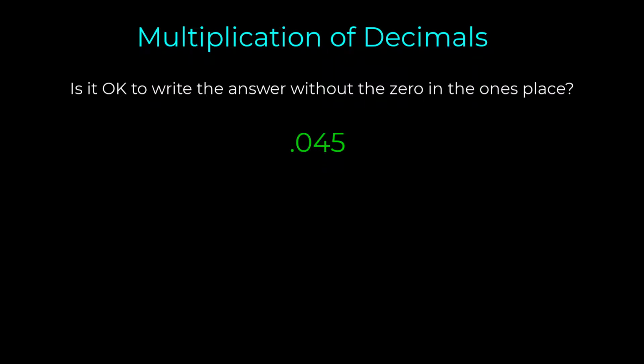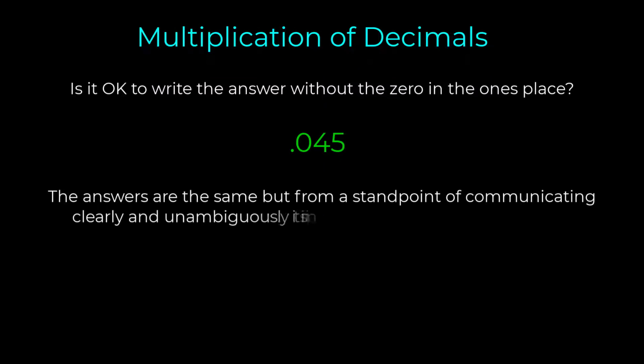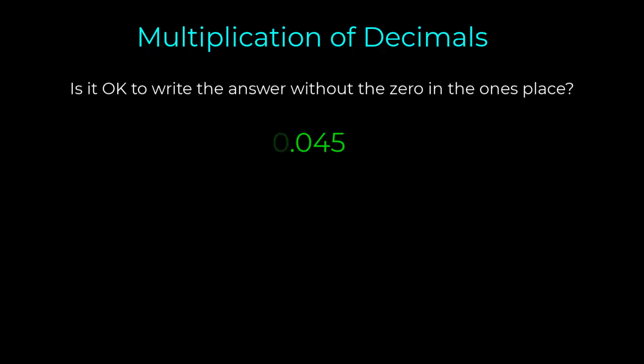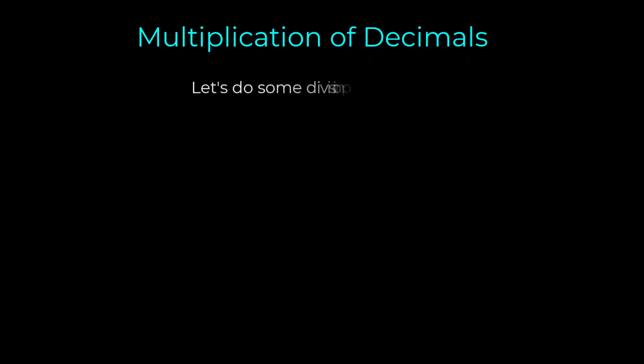As an aside, I often get asked if it's okay to omit the 0 in the ones place and just write .045. Technically, the answers are the same, but from a standpoint of communicating clearly and unambiguously, it is important to include the 0. If we left the 0 out, it would be too easy to overlook the decimal point or to assume that it is a period or even just an inadvertent pen, pencil, or chalk mark. So I always include the leading 0 when I want to express a decimal with a magnitude of less than 1. Let's do some division problems, and then we will be done with this lesson.